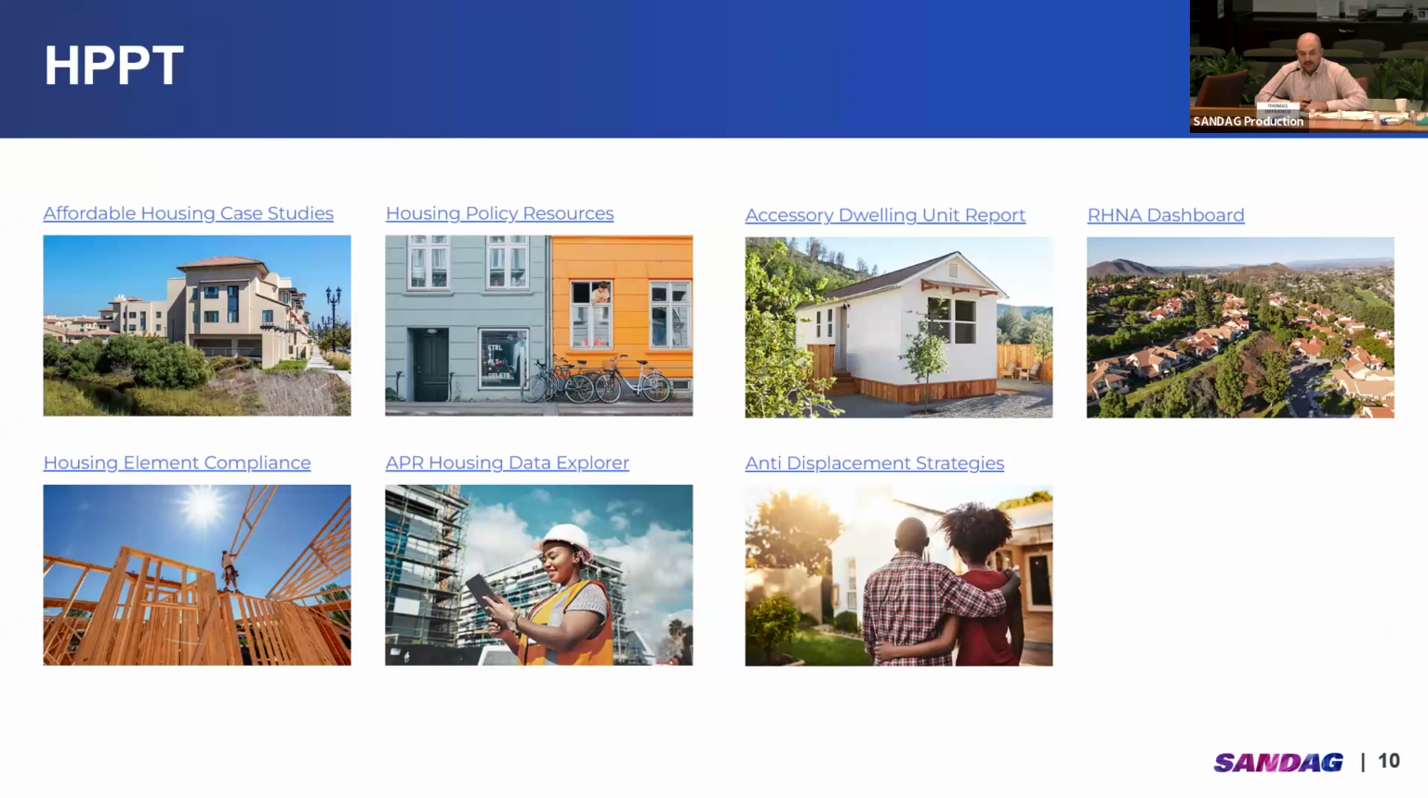And we currently have 7 different tools or products that you can see on the screen, like affordable housing case studies, our ADU report, our RHNA dashboard, and anti-displacement strategies.